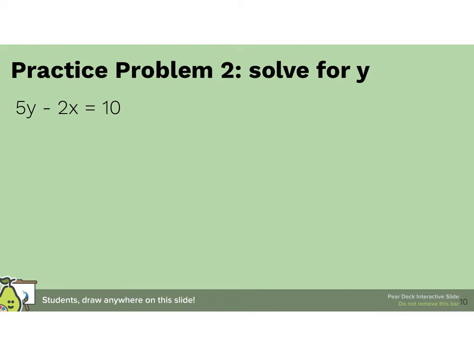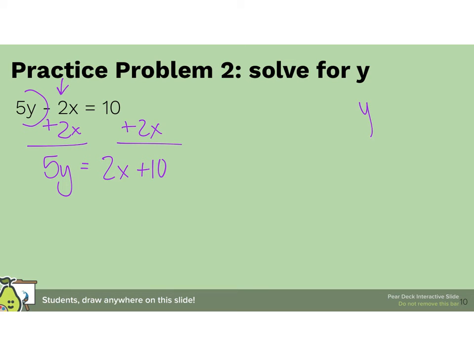Practice problem 2, we have 2 steps, right? Because I want this y to be by itself. But right now there's a 5 and a negative 2x attached to it. So let's get rid of this negative 2x first by doing the opposite on both sides. Bring down the 5y, bring down the 2x, and bring down the 10, because remember, it's y equals mx plus b. So we write the mx first. Now I got rid of the negative 2x.